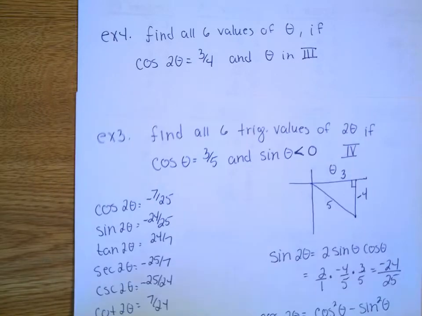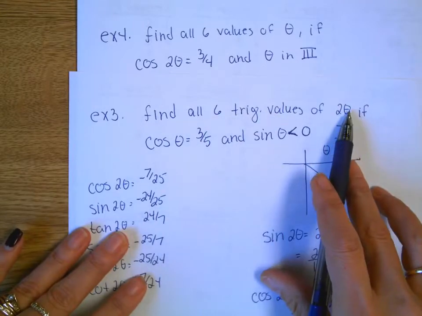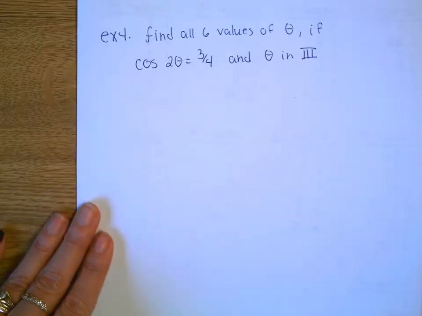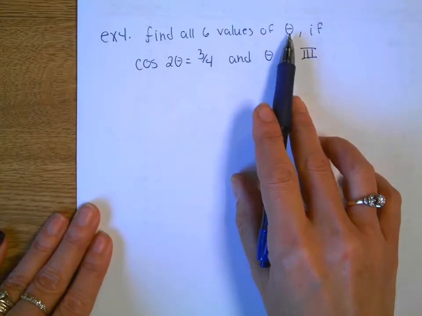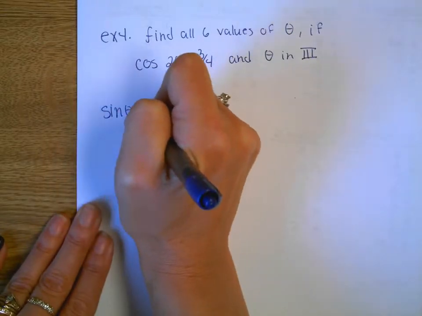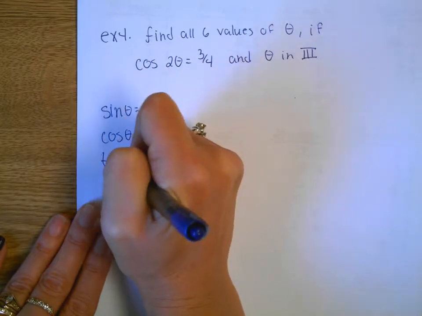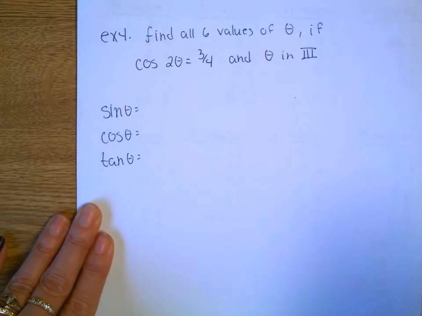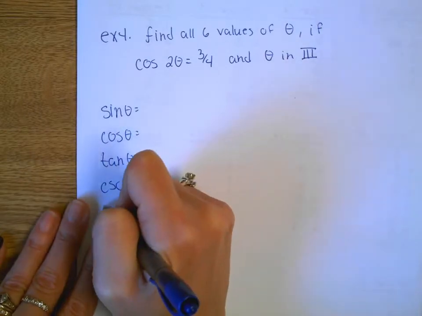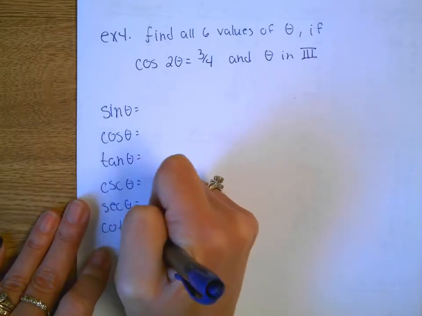Okay. When we just got done doing, I wanted all 6 trig values for 2 theta. So I wrote them all down off to the side. This one, I want all 6 values of theta. So that means I want sine of theta, cosine of theta, tangent of theta, and then all the reciprocals: cosecant of theta, secant of theta, and cotangent of theta.